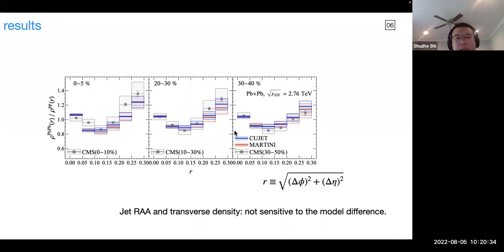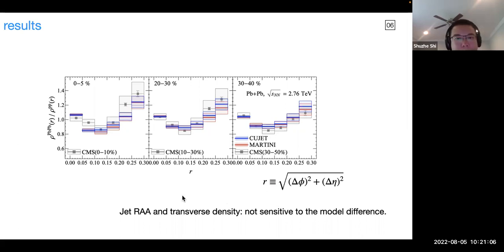And as you can see here, the results given by CUJET and Martini are similar to each other, again, which is not surprising because the transverse distribution would be modified mostly by the elastic scattering. So from these two tests, the jet RAA and the transverse density distribution, we can see they are not sensitive to the model difference.